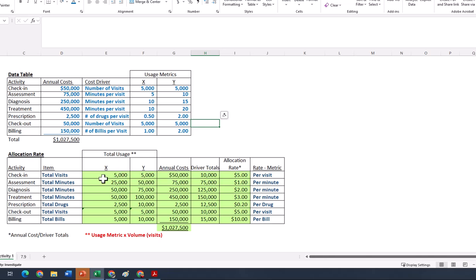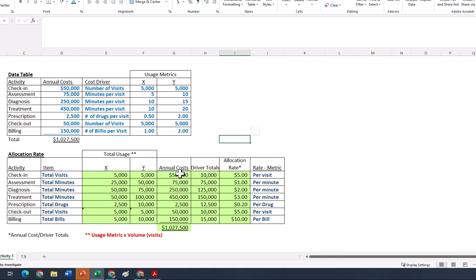Okay, so then we have our annual costs to be allocated. We've linked those, right? And then we take our driver totals. So X plus Y equals the total for that driver, right? So we've added that together to get 75,000. We've added those together, right? You see a theme, totaling the driver.